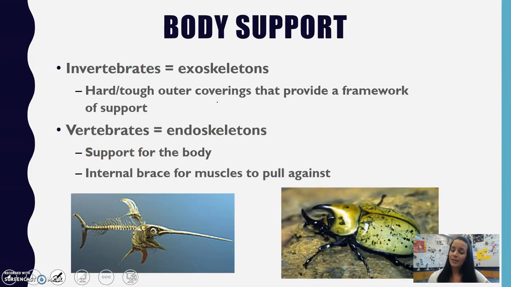When we talk about body support, there's also a difference between invertebrates and vertebrates. So invertebrates have something called an exoskeleton. So this is that hard, tough outer covering, the reason why bugs crunch when you step on them. And vertebrates, on the other hand, like us, we have endoskeletons. So this supports the body, but it also provides an internal brace for muscles.